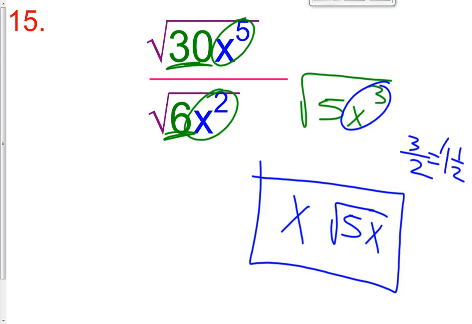Once again, this x to the 1st comes out right here, and then with this 1 half, the 2 is still my index. It's the second root of x raised to the 1st power. That's where that 1 goes. So there's my answer, x times the square root of 5x.